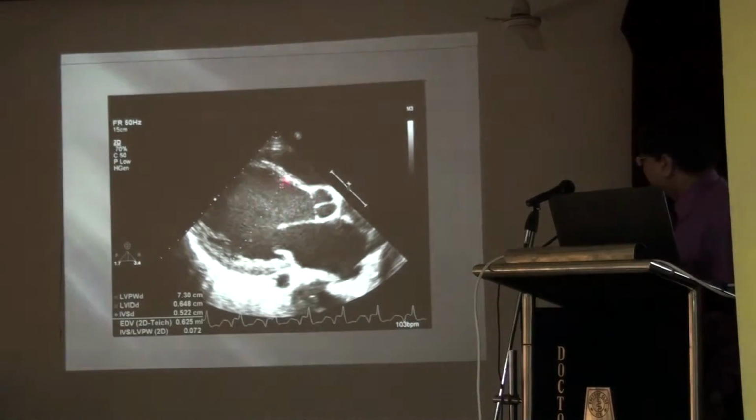Look at this. We can see this is the LV, and what is that? Is it a normal LV? No, it is abnormal. It is hugely dilated. It is a dilated cardiomyopathy, and see the regurgitation of that.